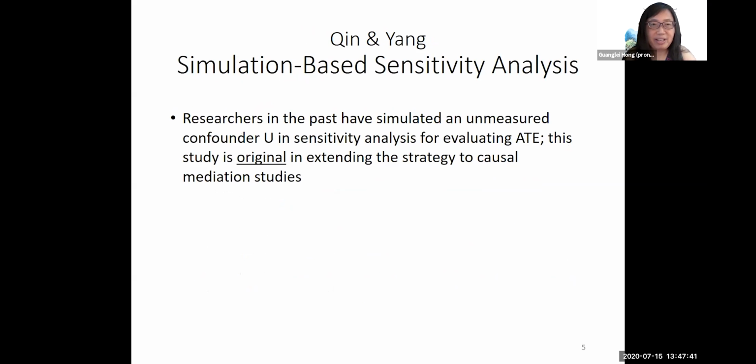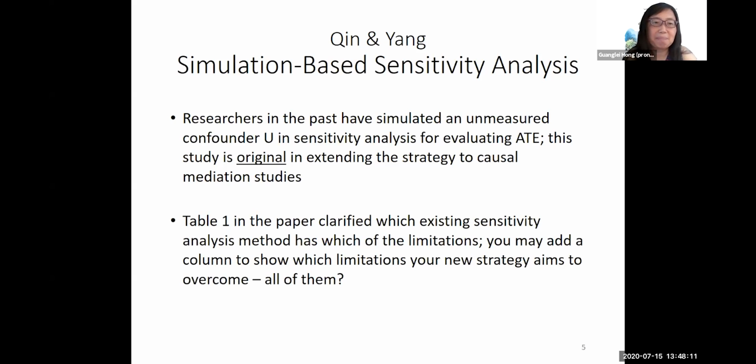So moving on to the second paper by Xuqin and Fan Yang, it's very interesting. You know, there are some researchers in the past who have done simulations, done sensitivity analysis through simulating an unmeasured confounder U, typically in evaluating the average treatment effect. So I think this study is very original in extending this strategy to causal mediation studies. The extension is not trivial because causal mediation analysis is considerably more complex.